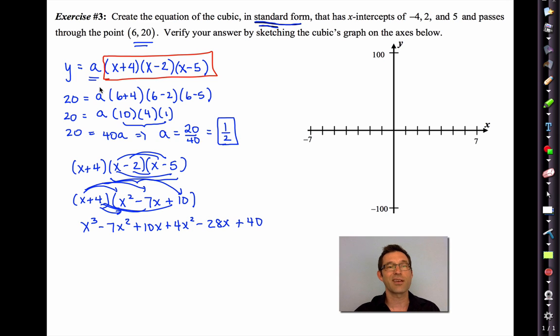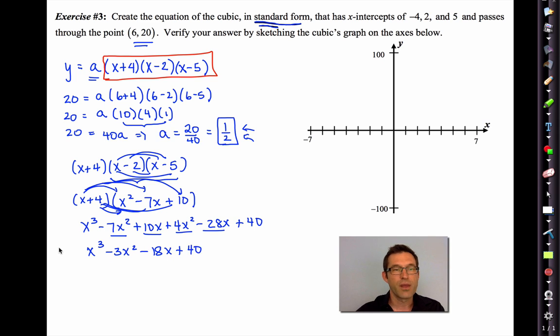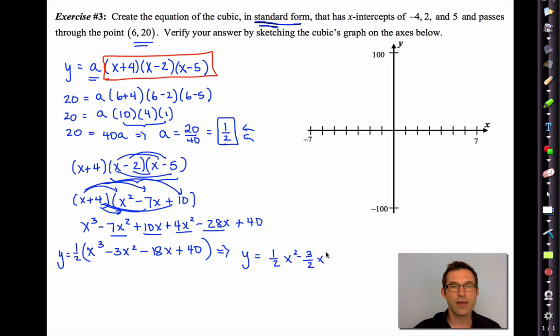Now remember, I still have to take account of the 1/2. But I'm not going to do that until I kind of clean all of this up. So I'm going to get x cubed, -7x squared, +4x squared will be -3x squared, +10, -28 will be -18x, and then nothing really combines with the 40. So at this point, what I really have is this. Remember, that 1/2 is multiplying everything, not just the first term. So finally, I'll have y equals 1/2 x squared, oh, it's going to get ugly, minus 3/2 x squared, sorry, that's an x cubed.